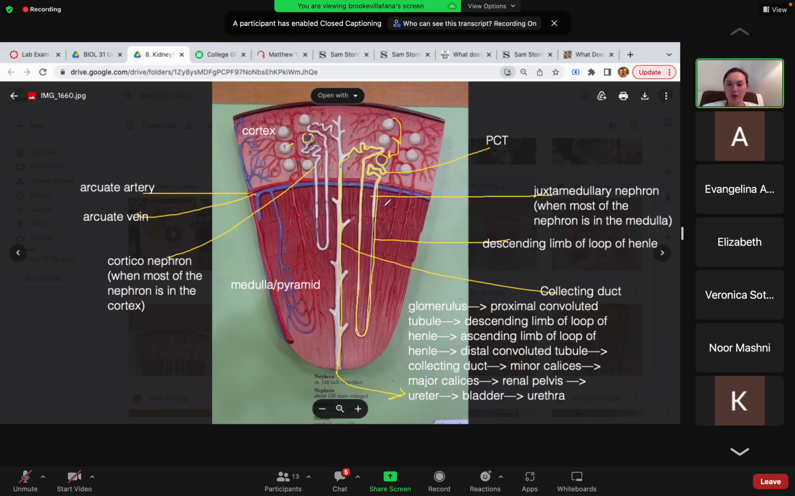Ascending limb over here. Let's do a different color, make it stand out. Let's do pink. So again, ascending limb is this side here. As it ascends, that's the ascending limb of the loop of Henle. Then it gets into the distal convoluted tubule right here. So I'll do green. Distal convoluted tubule, DCT, and then out to the collecting duct. So you need to know that PCT, DCT, ascending and descending for the lab exam.